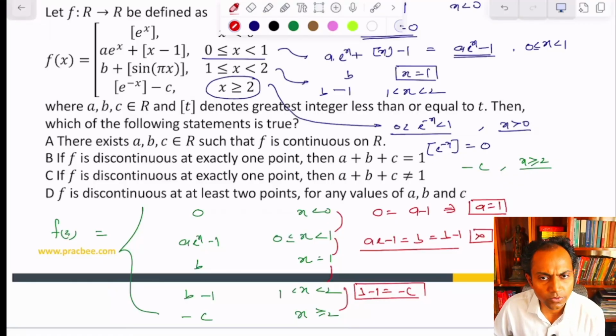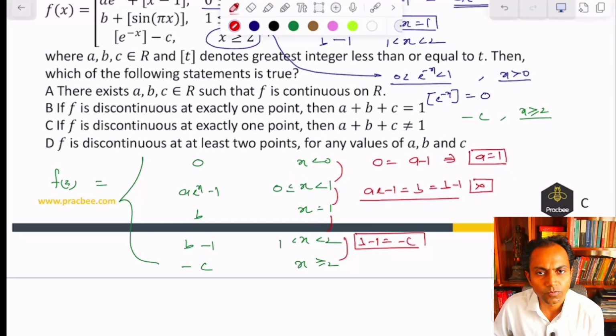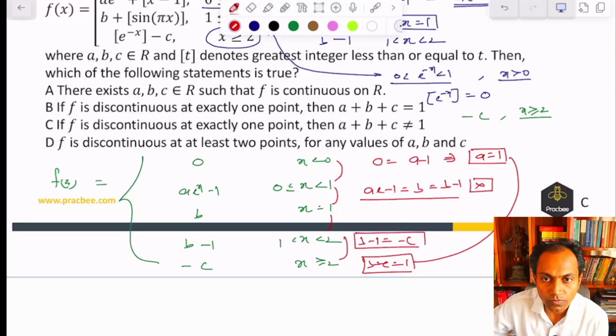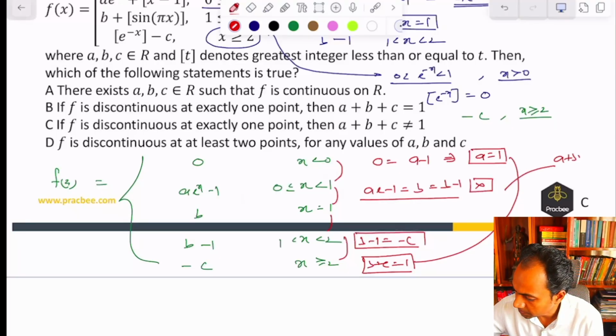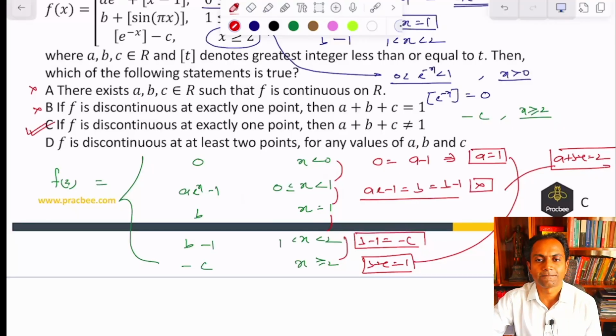So, you can see that if I look into option C, what they are saying is a plus b plus c. Now, let us first see option B. If f is discontinuous at exactly 1 point, then definitely at 1. And in that scenario, a is definitely equal to 1. But if I look at the other value, from here we get b plus c is equal to 1. So, if I add these two, what I will fundamentally get is a plus b plus c should be equal to 2 and not 1. And hence, this option is incorrect. But you can see that option C hence will become correct and will become our answer.